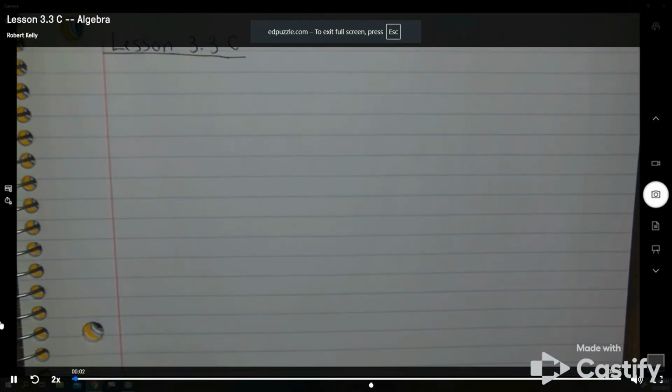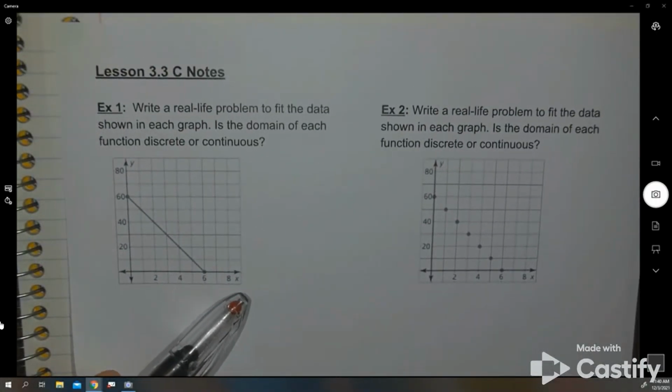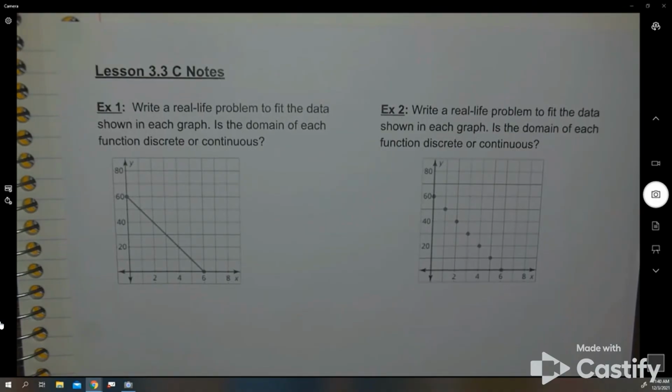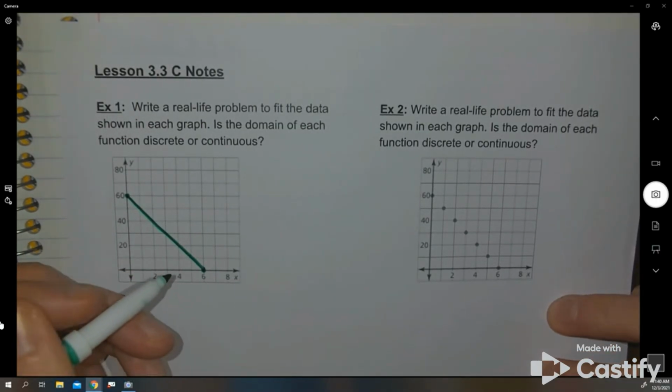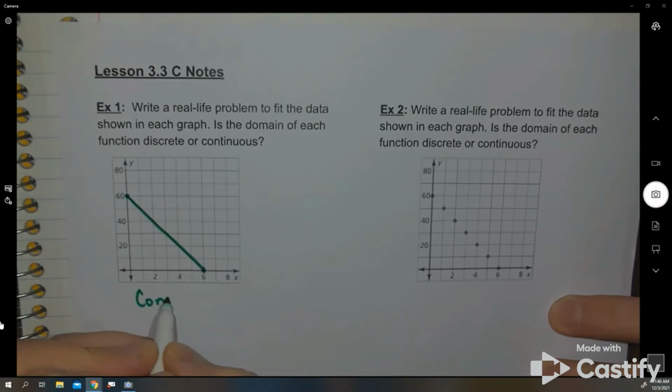This is lesson 3.3c. In lesson 3.3c, we're going to take a look at a couple graphs. And we look at example 1. It says, write a real life problem to fit the data shown in each graph. Is the domain of each function discrete or continuous? As I look at this graph, the first thing that I notice right off the bat is that all the space in between these 2 points are connected with a line. So as a result, I know that this is continuous.